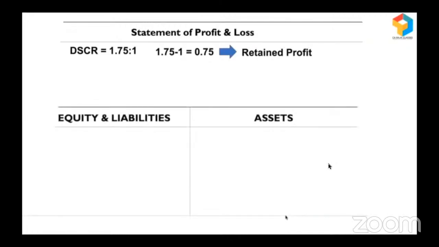Look at this. Your statement of profit and loss only communicates what is profit. From that we calculate cash profit. Then we compare that with the obligation and we arrive at DSCR. And if DSCR is 1.75, it means out of 1.75, 1 can be paid, 0.75 can be retained in the business. And I told you that this retained profit will go to balance sheet under the head reserves and surplus.